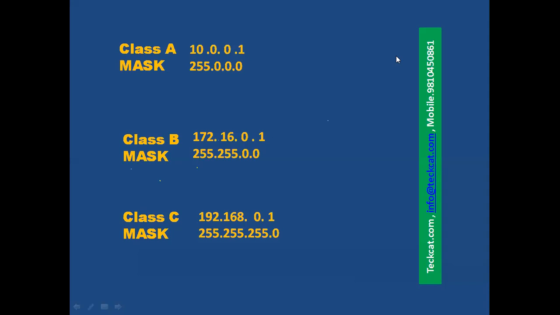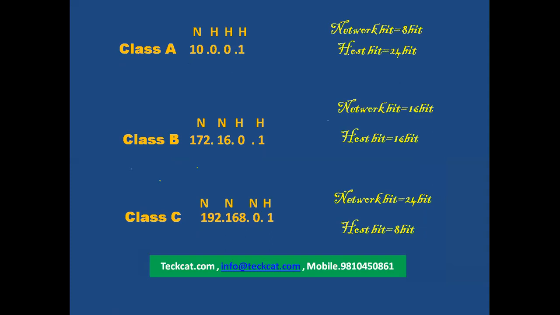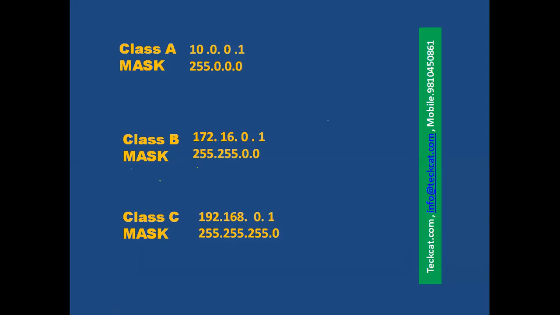See, earlier I told you that in class A, the first portion is network. See, this is the network. And what is the subnet mask telling you? The subnet mask is telling you that this portion of the IP address is called network, and this portion is called host.